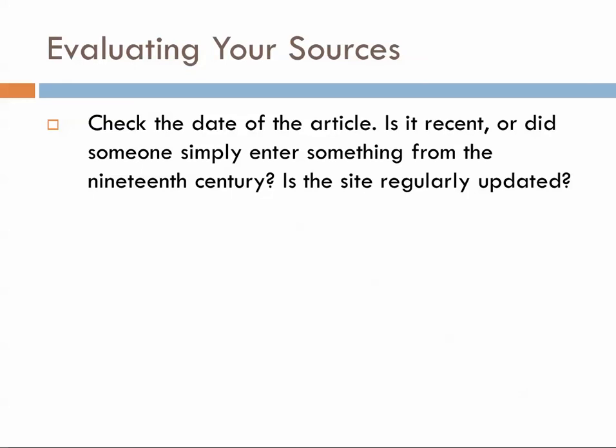You should also check the date of the article. Is it recent, or did someone simply enter something from the 19th century? Did they cut and paste some material from a long time ago? You might also ask if the site is regularly updated. Often websites will have a space at the bottom that tells you when it was last updated. For example, our East Asian Studies Department website here at the University of Albany has one of those on our main index page. Every time I update a page there, then that date changes. And so you can see that the information is relatively new and fresh. It hasn't just been sitting there for 3 or 4 years.